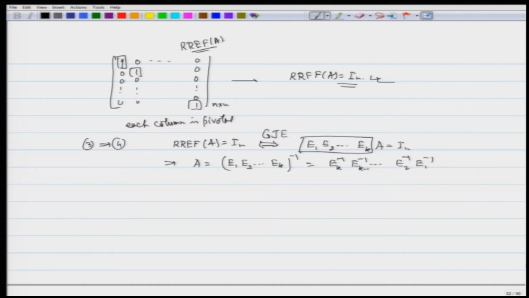Is that okay? Now, what we know is that if E is an elementary matrix, its inverse is also an elementary matrix. So, each of them is an elementary matrix, and therefore we have shown that A is a product of elementary matrices. Is that okay? Now, let us prove 4 implies 1.